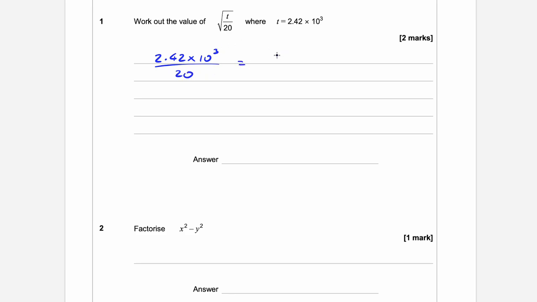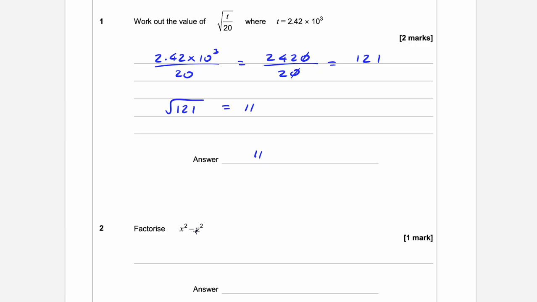Now this is equal to 2420 over 20. I will get rid of the zeros, and this is equal to 242 over 2, 121. Now this is the square root of this, so I'm just going to do the square root of 121 equals 11. So that's 11.